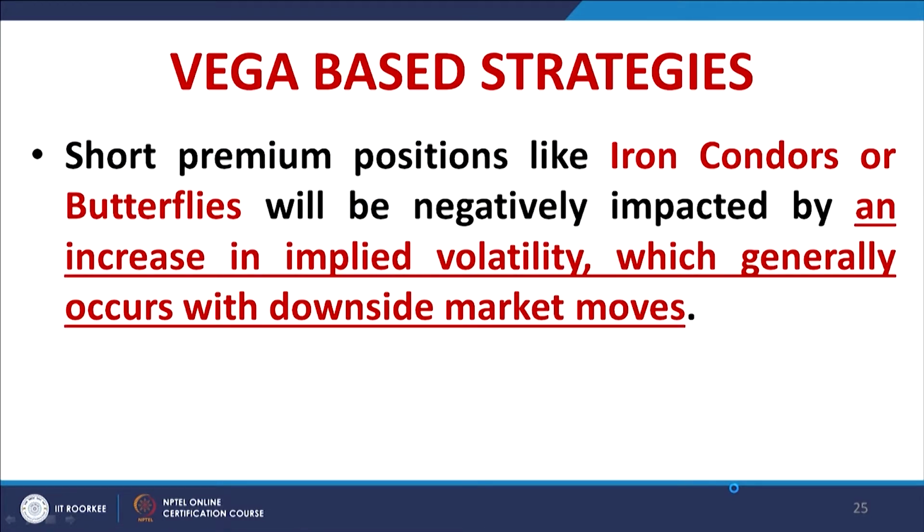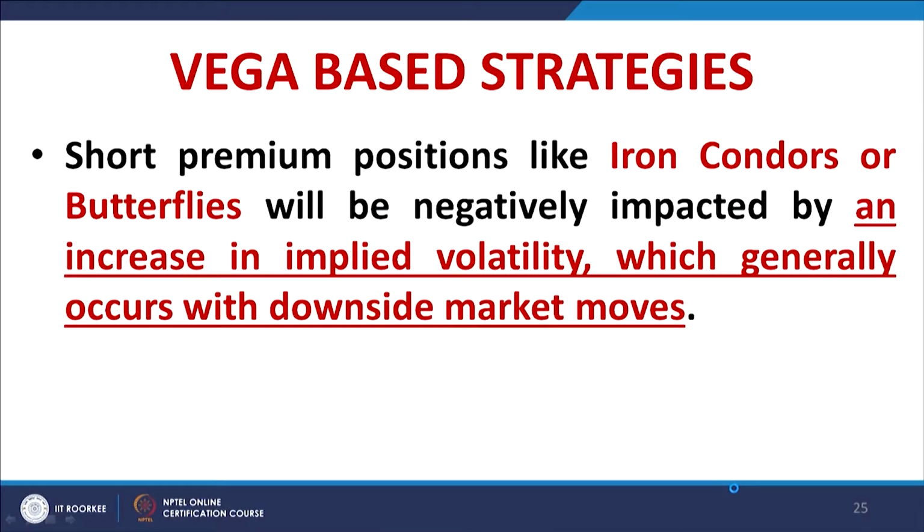Let us now look at some Vega based strategies. Short premium positions like iron condors, I explained in the earlier lecture. Short premium means where you are getting premium. You are writing options; it may be a combination of long and short positions, but as a net you are getting premium. The inflow on account of premium exceeds the outflow on account of premium. So, short premium positions like iron condors or butterflies will be negatively impacted.